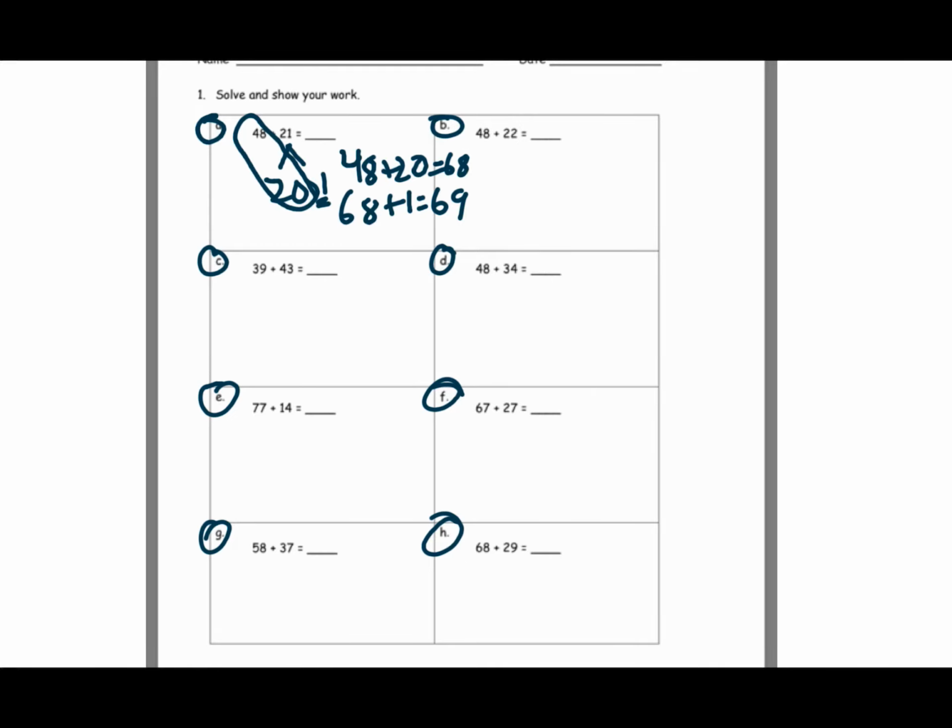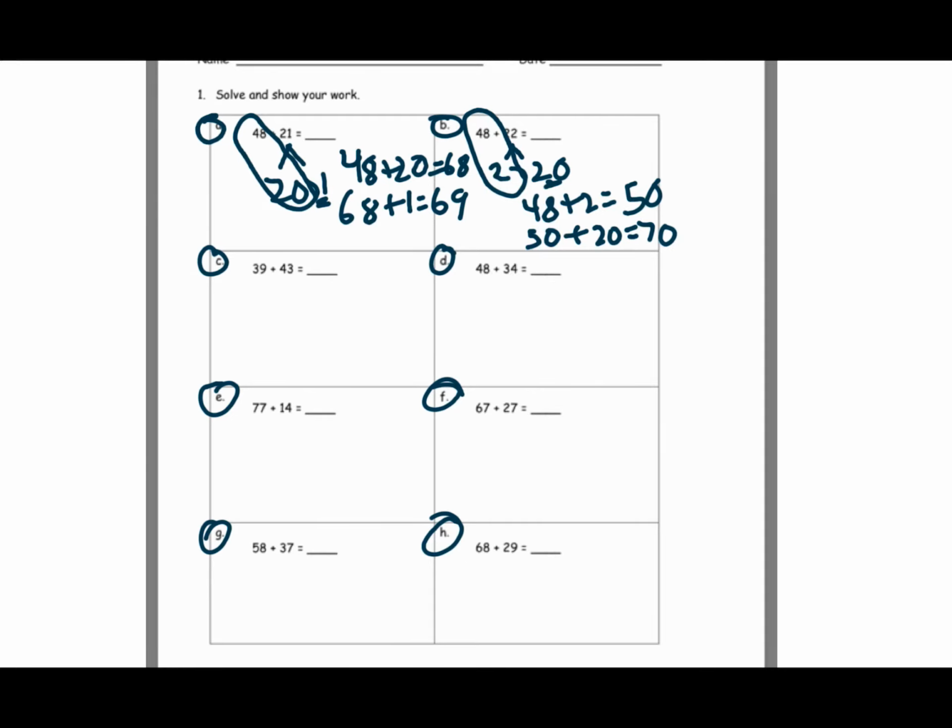Okay, boys and girls, let's continue with B. For letter B, I noticed that for 48, I could find the next 10. So I'm going to decompose my 22 into 2 and 20, and then add 48 plus 2. 48 plus 2 equals 50. And then I still have 20. 50 plus 20 equals 70.